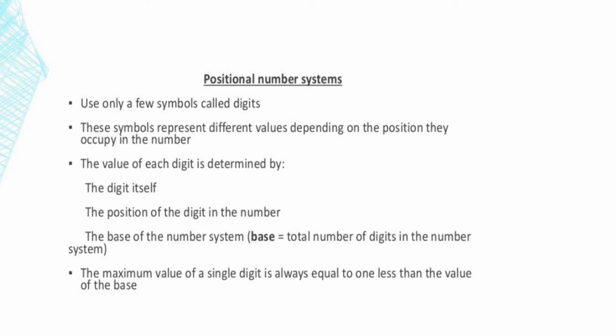In the non-positional system, we were using only one symbol, but in the positional system, we make use of a limited set of symbols rather than one symbol. Now, what is the speciality of this? These symbols are used to represent different values depending upon the position they occupy.